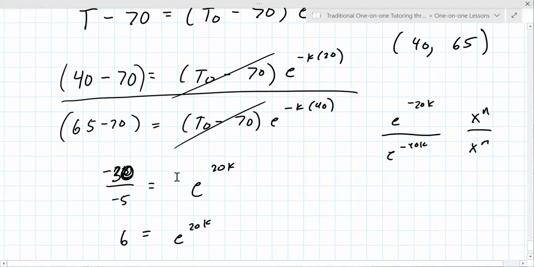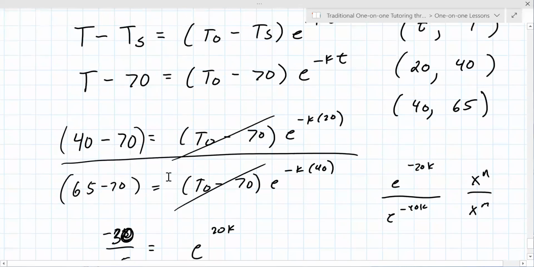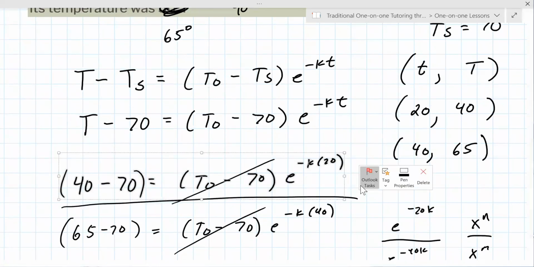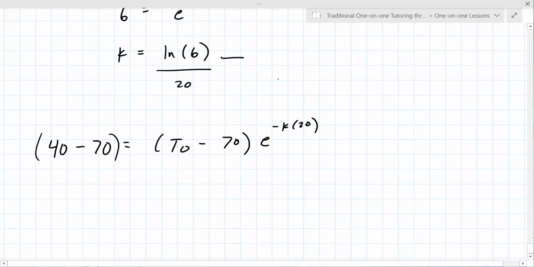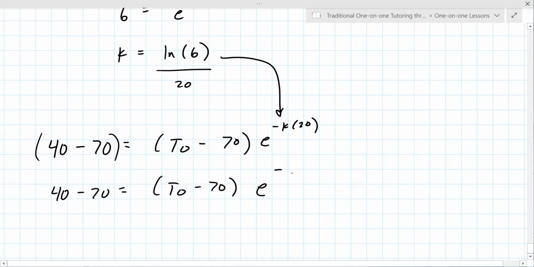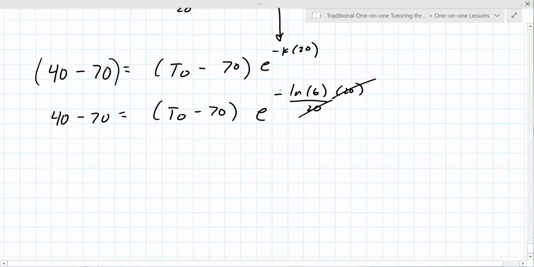Right, and then you go back to one line or the other. I'm going to go back to this line. And you plug it in here. Doesn't matter which one though. It doesn't matter which one. This one divides by 20, so it's slightly nicer, I guess. It's 40 minus 70 equals T0 minus 70 e to the minus natural log of 6 times 20 over 20. So the 20s cancel. This negative actually comes up here as an exponent. So you end up getting e to the natural log of 6 to the minus 1 power, which is really 1/6.